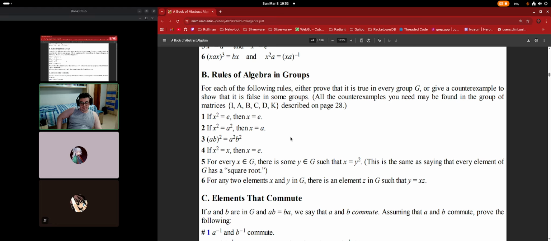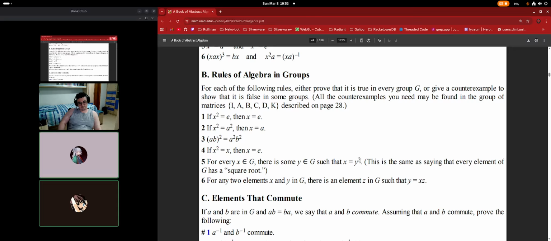This is actually saying the opposite of what I was thinking. This is saying that you can always find x given some y's, that when you apply the operation to two of them, you can get to x. Yeah, that's pretty bold, actually. For every x, there is some y such that this holds.